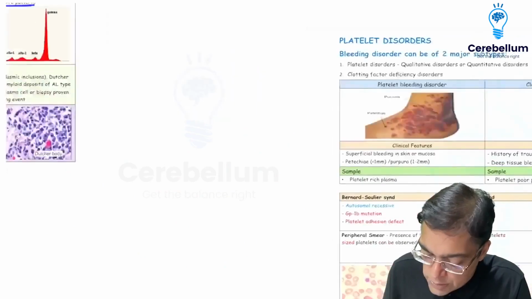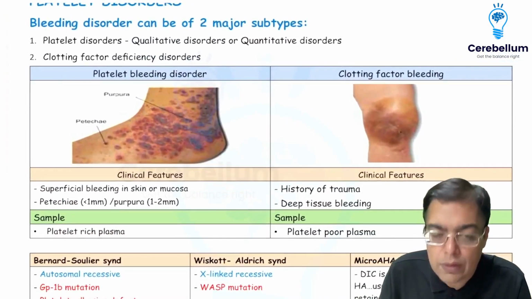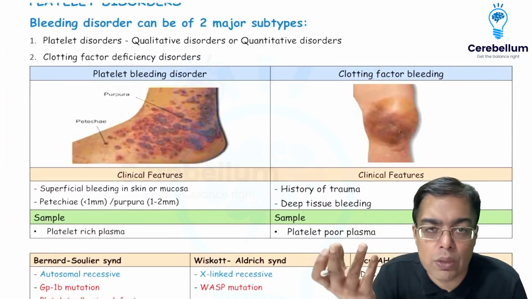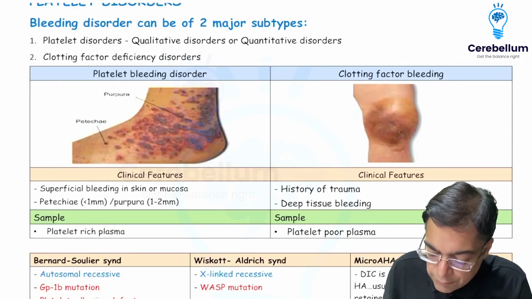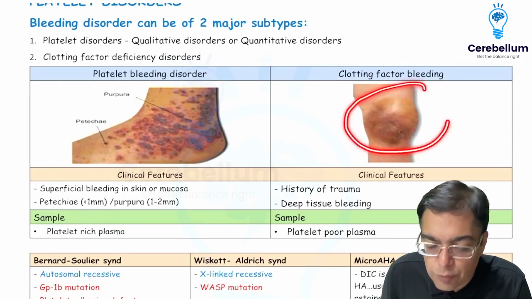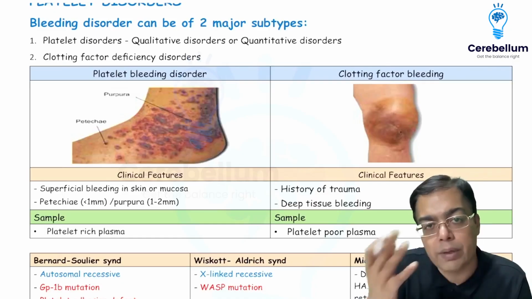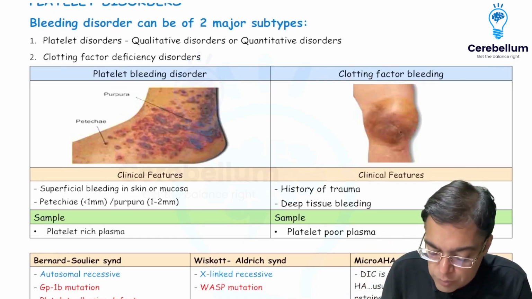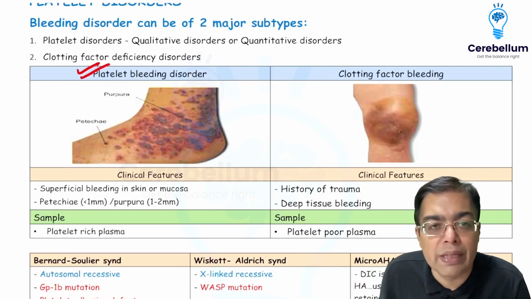Now, having a word or discussion about the platelet disorders. So I should be rather saying bleeding disorders. Bleeding disorders can either be platelet disorders or clotting factor problems. If the patient is going to be having a clotting factor problem, there is usually a history of trauma and there is a presence of deep tissue bleeding, bleeding in the joints or bleeding in the muscles. If a patient is going to be having a platelet problem, then these patients are going to be having the presence of petechiae and purpura.